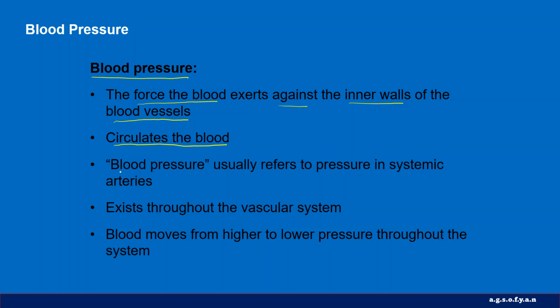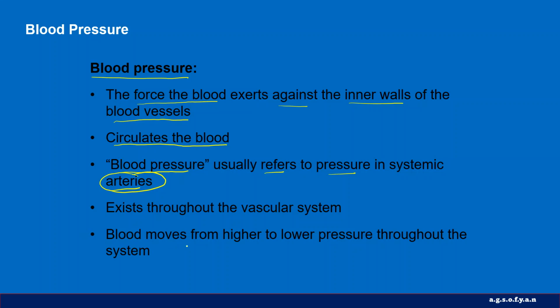When we measure the blood pressure, it mostly refers to the pressure in the systemic arteries. Remember, the artery is the one that has pressure from the heart muscle pumping the blood. In the veins, usually the pressure is very low. Even in the vena cava, the pressure is actually 0. So when we measure the blood pressure, we measure the systemic artery.